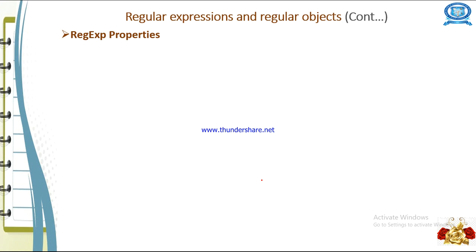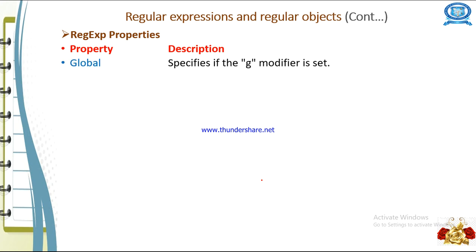Next, the properties of the regular expression. What are the properties used? First one, global, is specified by G. Within double quotation marks, we have to use G. It specifies the global modifier is set. Next, I, which we have discussed in the previous slide, ignore case modifier is set.